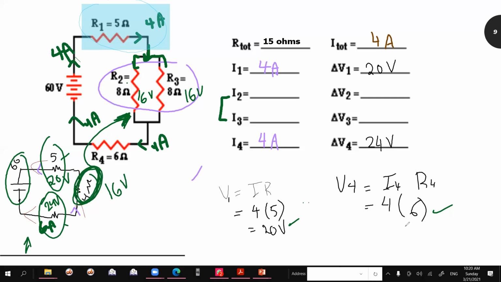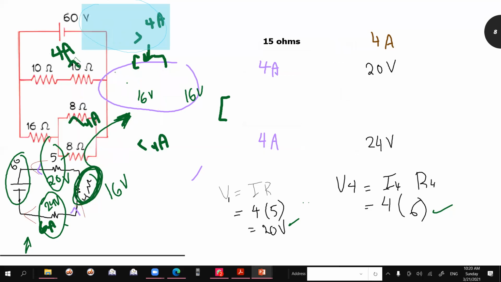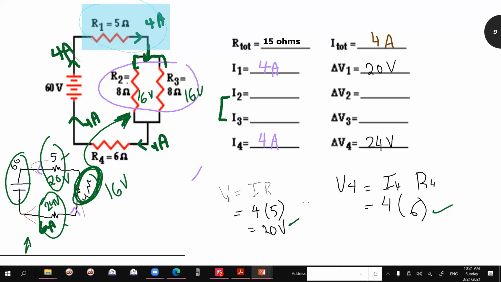Here we have 20 volt. Here we have 16, and here we have 24. So in this circuit, all of these resistances are connected in series. So the current is the same at any point, which is 4 ampere, but the voltage is not the same. In this point here, we have 20 volt. In this point here, we have 16 volt. And in this point here, we have 24 volt. They are not equal.